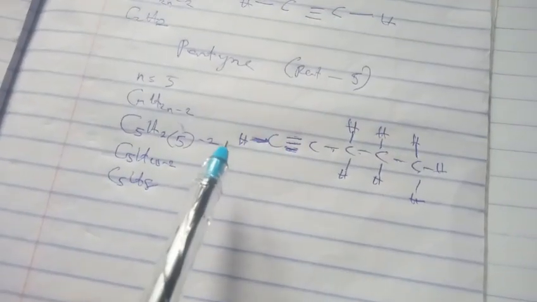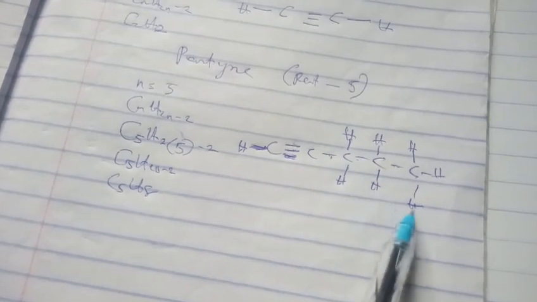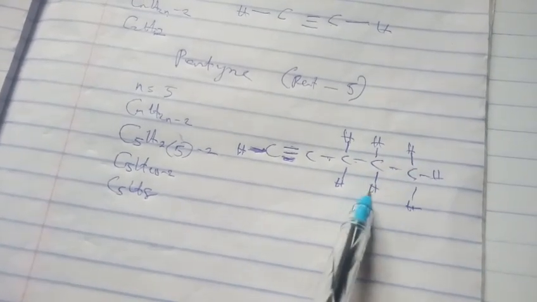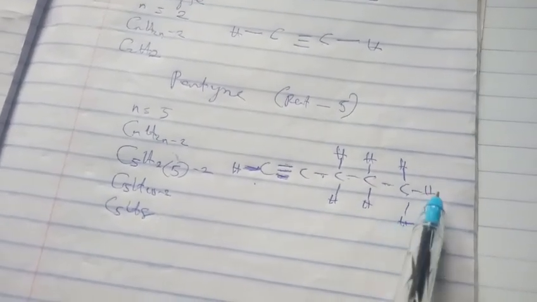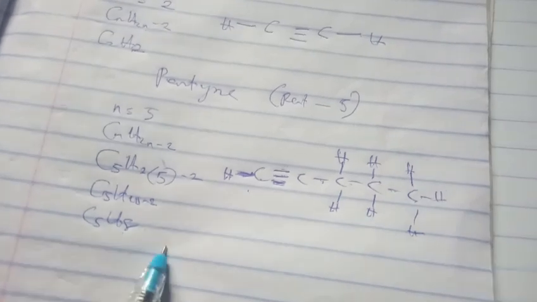So if you count, let's count it together now. 1, 2, 3, 4, 5, 6, 7, 8, 9. Sorry, I counted it wrong. 1, 2, 3, 4, 5, 6, 7, 8. So you see it matches exactly with C5H8.